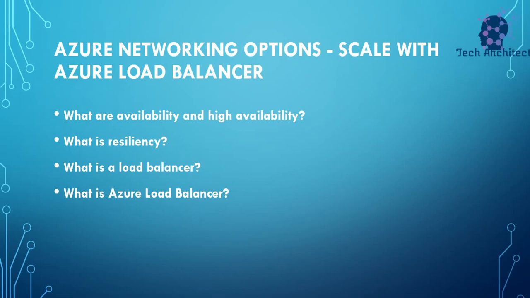So what are availability and high availability? Availability refers to how long your service is up and running without interruption. High availability refers to a service that's up and running for a long period of time. Five nines availability means 99.999% of the time.